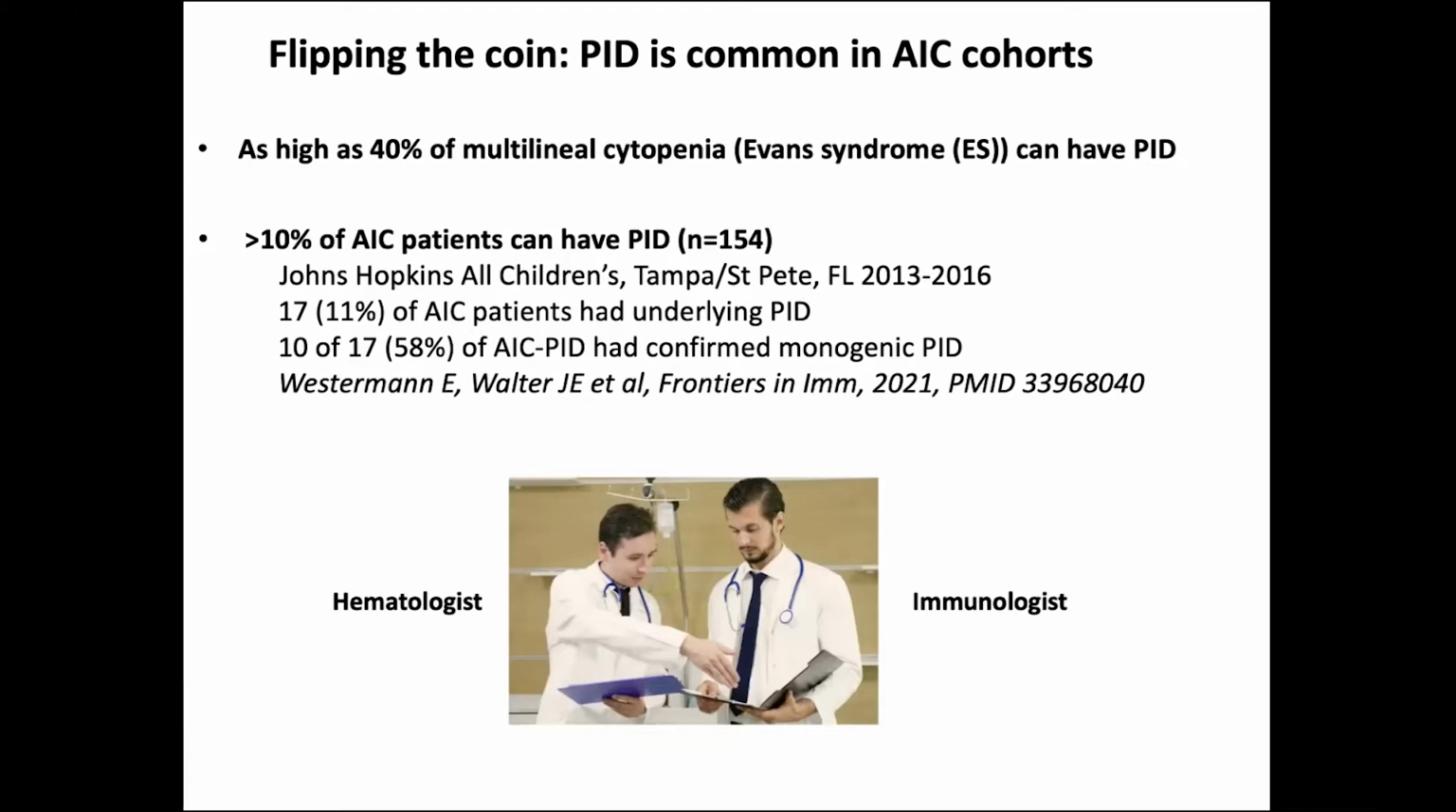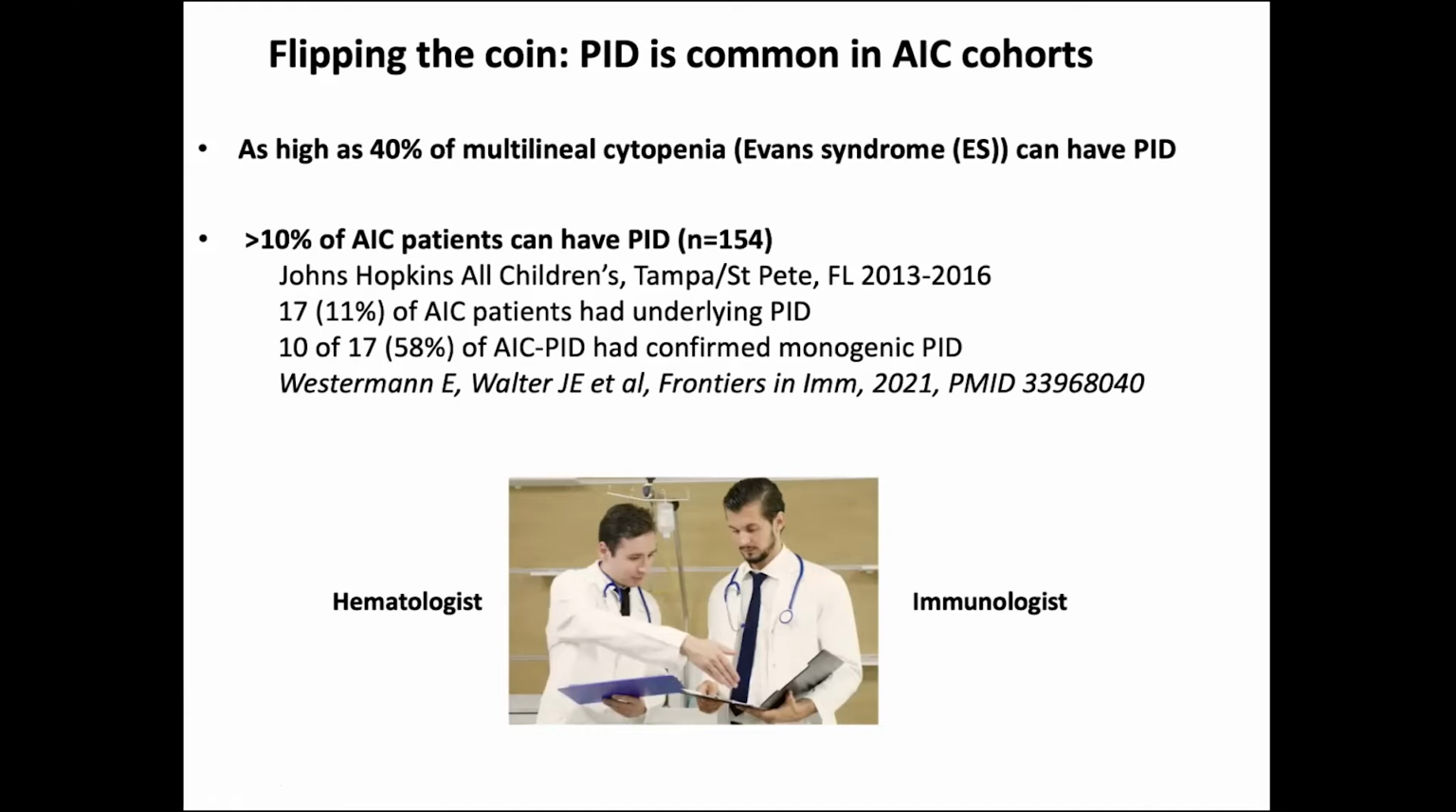And we actually published recently a study of our own experience here in Florida at Johns Hopkins All Children's, looking at a retrospective set of 3 years from 2013 to 16. We found 10% of our patients with cytopenia having signs of immunodeficiency, and half of them actually had a confirmed monogenic disease. And this is probably the tip of the iceberg. We now have prospective studies showing even more involvement of immunodeficiency in the cytopenia population.